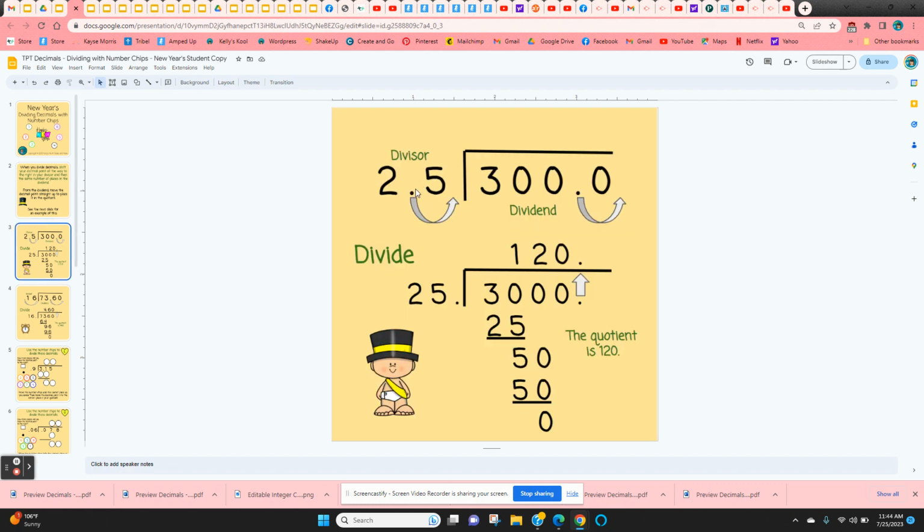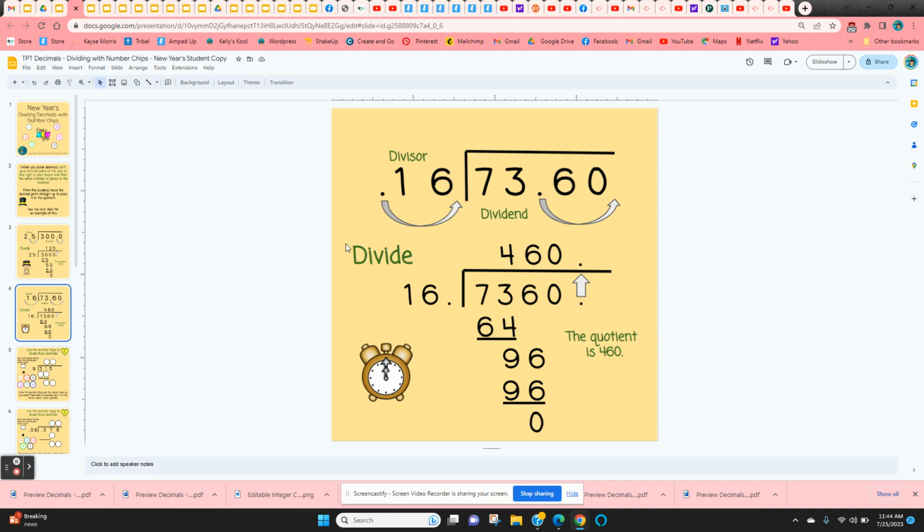So here in the divisor, you want to move that decimal point all the way to the right, which is one place. If you move the decimal point one place to the right in the divisor, you have to move the decimal point one place to the right in the dividend to get the correct answer. So this shows all of the division. There's another example, moving the decimal point two places to the right in both the divisor and the dividend.